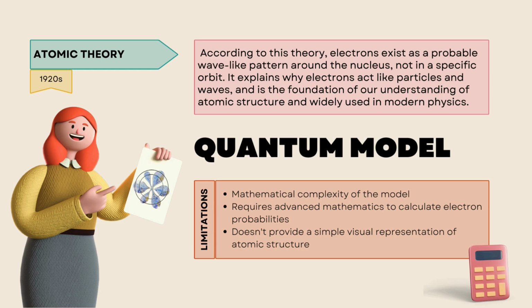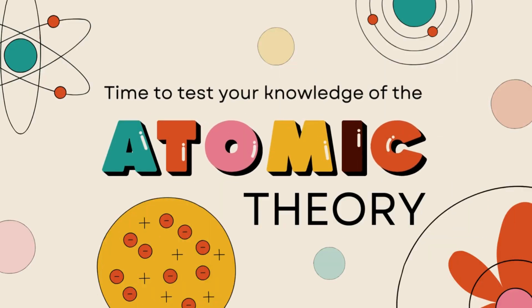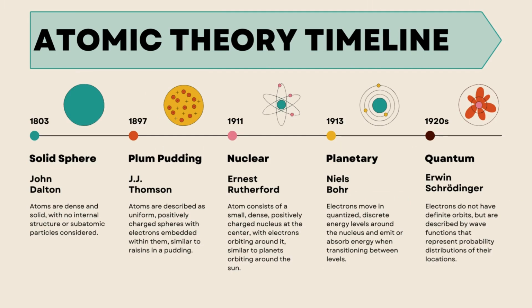Now, to gain more knowledge about the 5 models, it's time to test your knowledge of atomic theory. First, I'll give you a quick review of the 5 models. In the first model, the scientists tell you that the atom is a small ball-like structure.